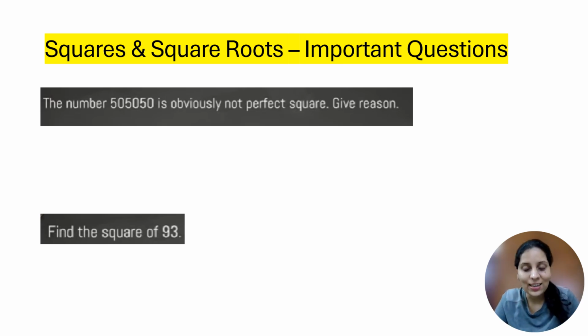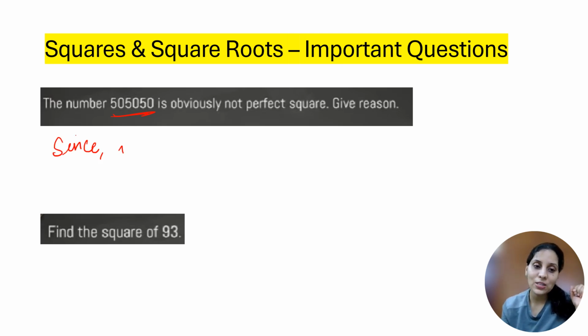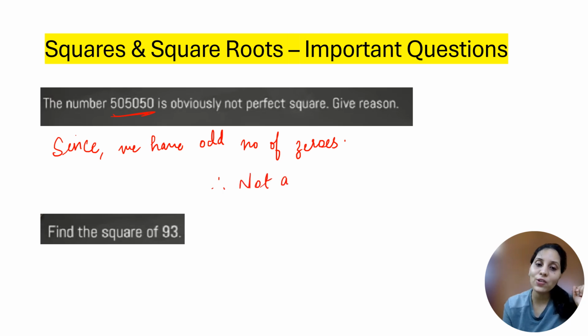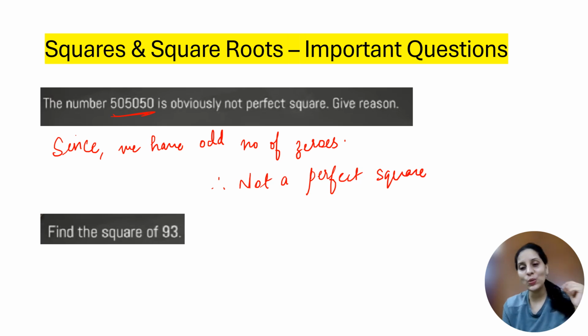Now let's get started. The first one: the number 505050 is obviously not a perfect square. Give reasons. Yes, this is not a perfect square. Why? There is a property that for a number to be a perfect square, it should have an even number of zeros. Since we have an odd number of zeros, it is not a perfect square. So this is due to one of the properties.